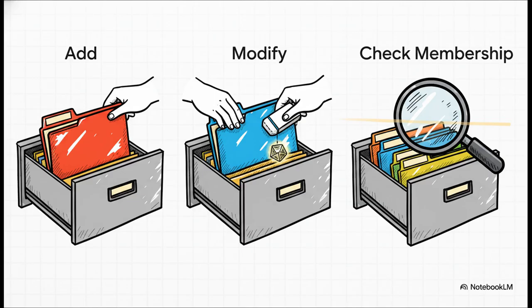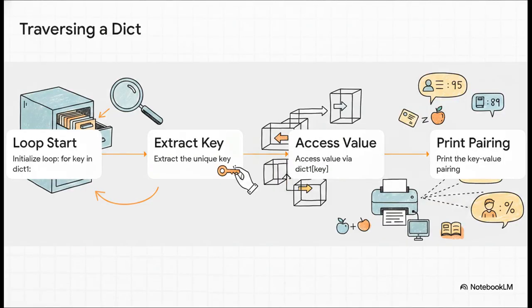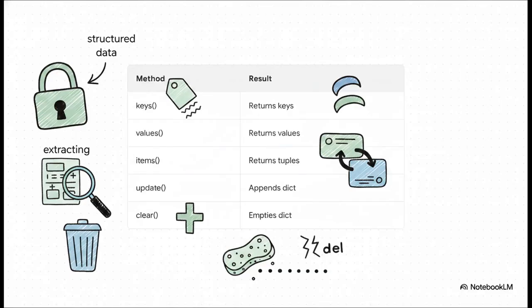Oh, and just like with tuples, you can use the in operator here too. But keep in mind, it specifically checks if a key is present in the dictionary, not a value. Now, when you need to read through the entire filing cabinet, you traverse it. Using a simple for loop lets you walk through the dictionary step by step. First, it extracts a key, then, inside the loop, you use that key to access the corresponding value. This gives you a really beautiful systematic way to print out all your mapped data, like Mohan 95, Ram 89, and so on.